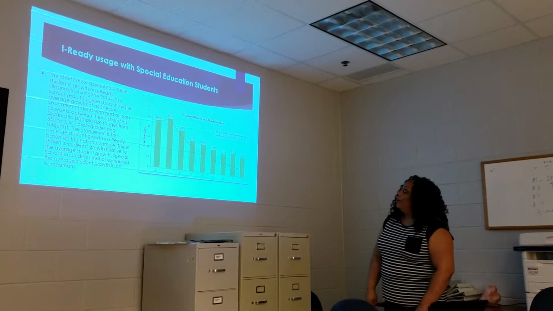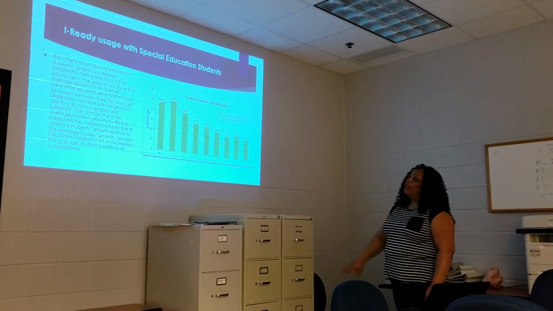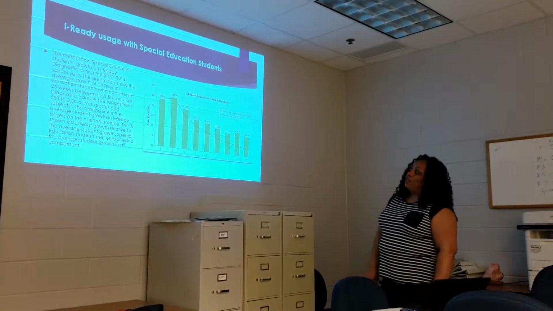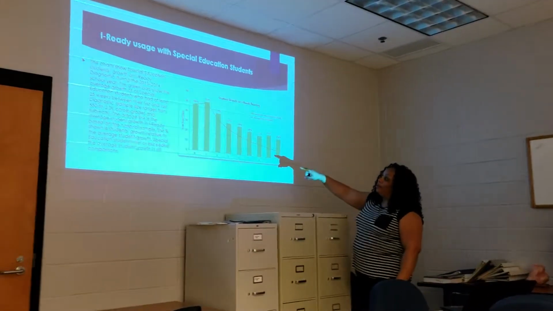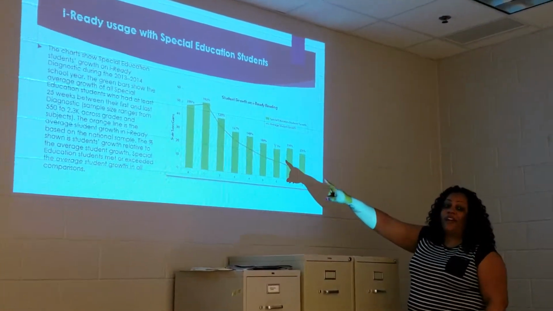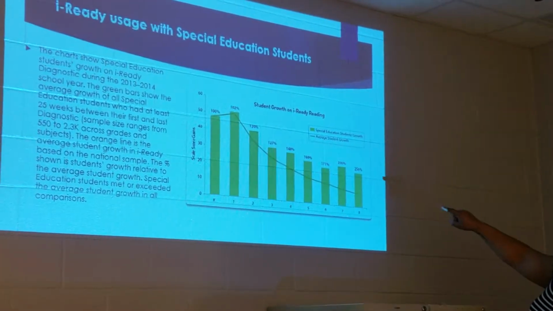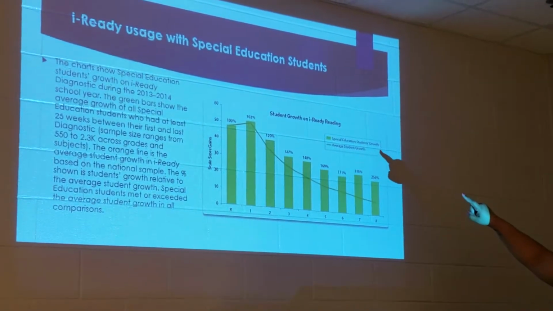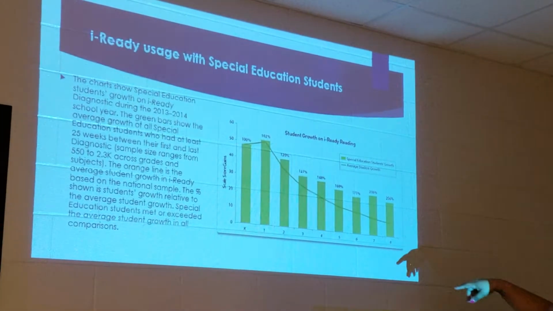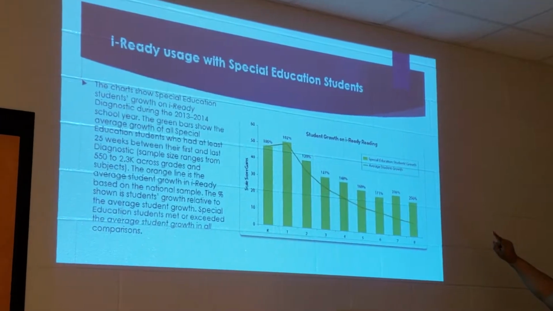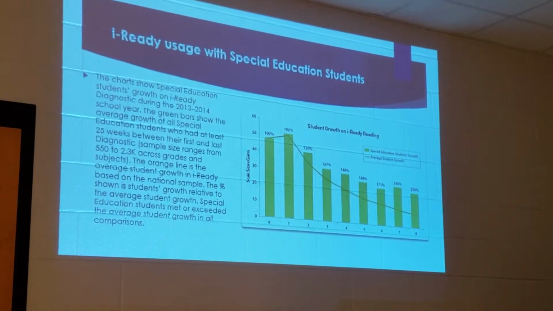So this graph right here is showing the student growth on iReady in reading for special education students. This diagnostic was done during the 2013-14 school year, and the green bar shows you the overall growth of special education students who had at least 25 weeks between their first and last diagnostic. And then the orange line is the average student growth in iReady based on the national sample. So you can see the special ed students have exceeded the average growth for the iReady program.